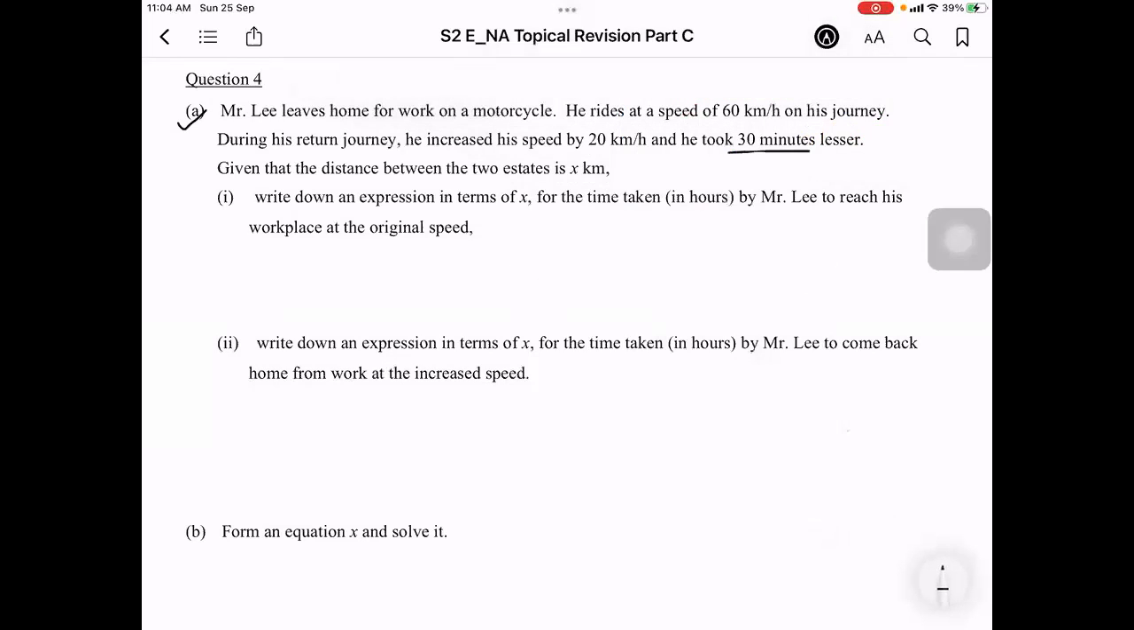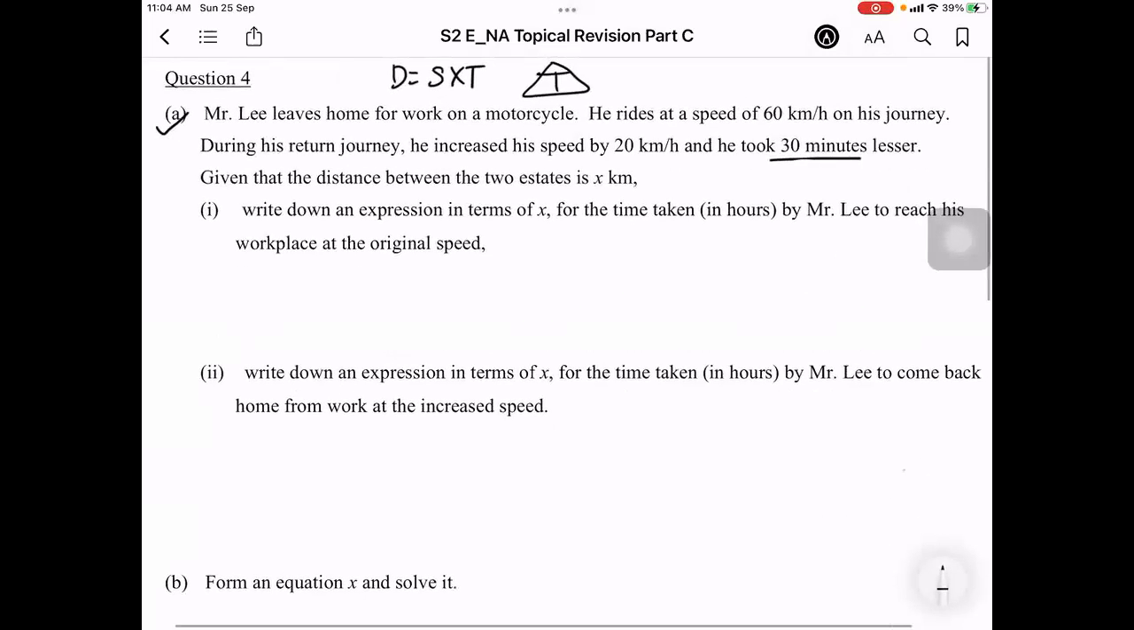Again, you notice this type of question, teacher's favorite: distance, speed, time. So distance equals speed times time, or rather you use the DST. Okay, so there are a few things. Number 1, Mr. Lee leaves home for work on a motorcycle. He rides at a speed of 60 kilometers per hour on his journey. Okay, during his return journey, he increased the speed by 20, and then he took 30 minutes lesser. Wow. Then the distance between the 2 estates is x kilometers.